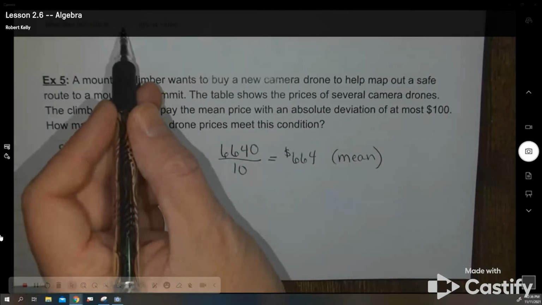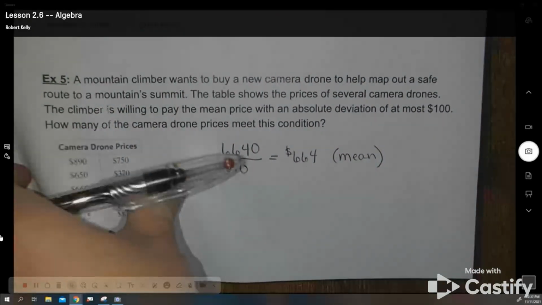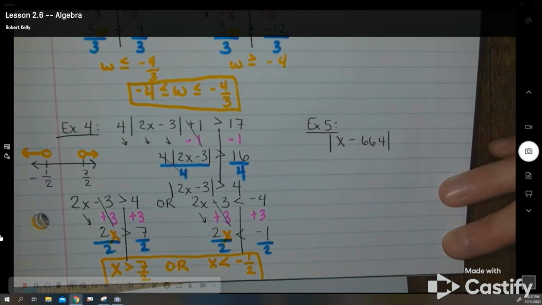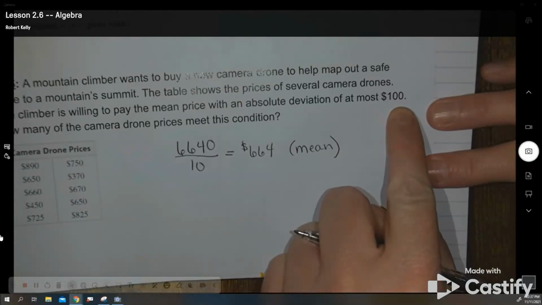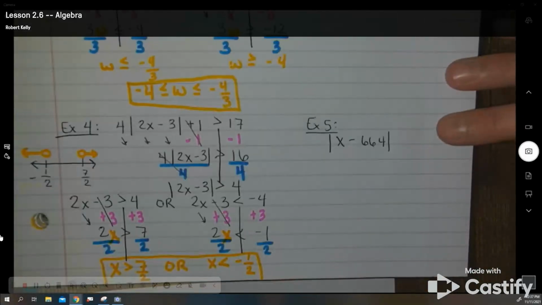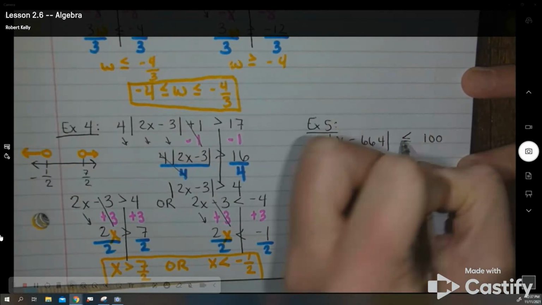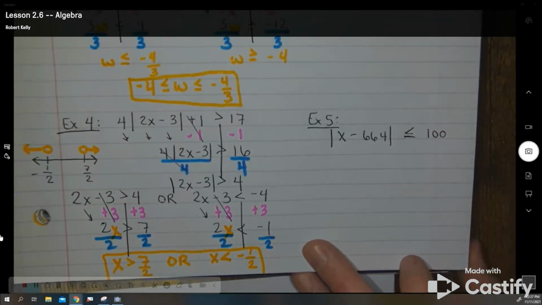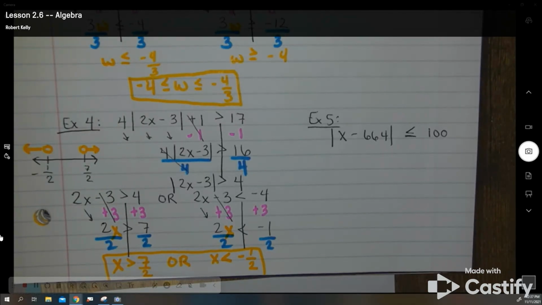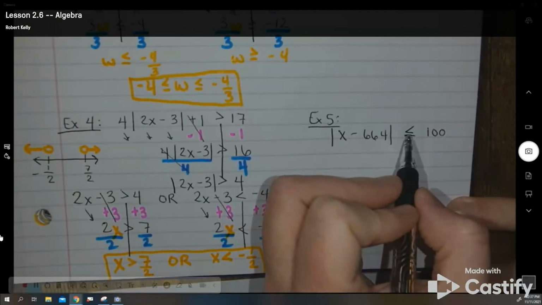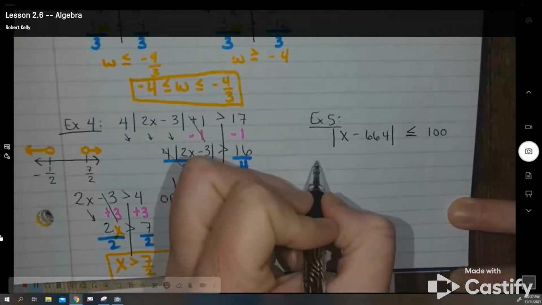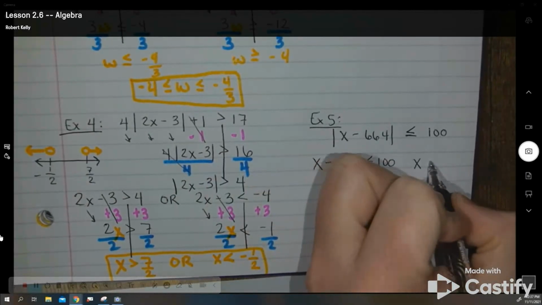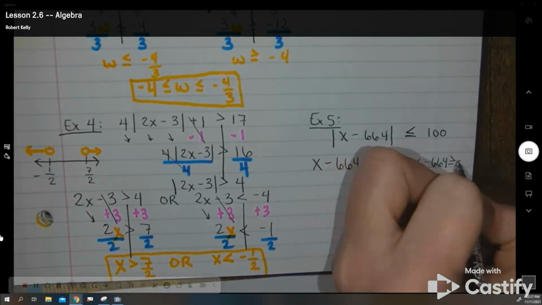So I take this x that we don't know minus our given value. Given is our mean. Absolute value. And it says at most $100. So $100 or less. Okay. So we know $100 is the most or less. Since it can also be 100, it's an or equal to. There's nothing added or multiplied or subtracted or anything like that outside that absolute value. So I can go right ahead and split it into its two parts. Since it's a less than, we know that it's going to be an and situation. So x minus 664 less than or equal to 100. And x minus 664 greater than or equal to negative 100.